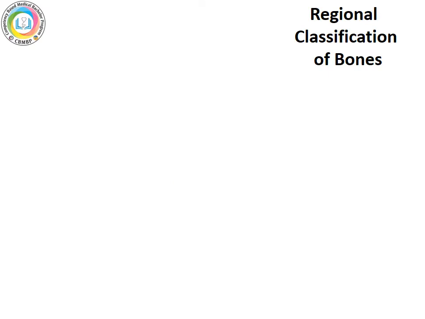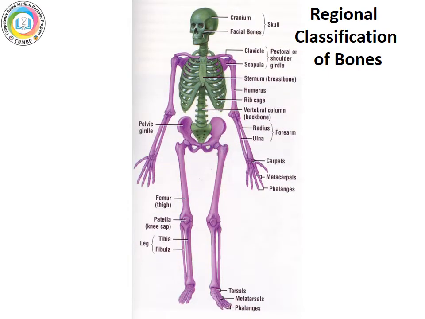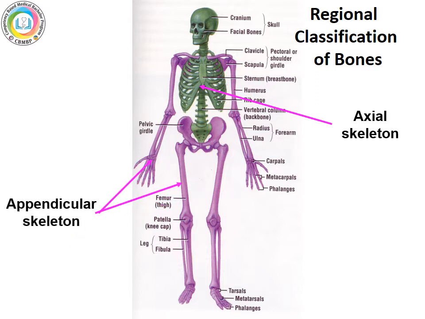Regional classification of bones. If you look at the skeleton, you can see it is divided into the axial skeleton, the part of the skeleton in the midline such as the skull, and the appendicular skeleton for the limbs. The axial skeleton is formed of the skull, vertebral column, ribs and sternum. The appendicular skeleton means the skeleton of the appendages, means skeleton of limbs, upper limb and lower limb.